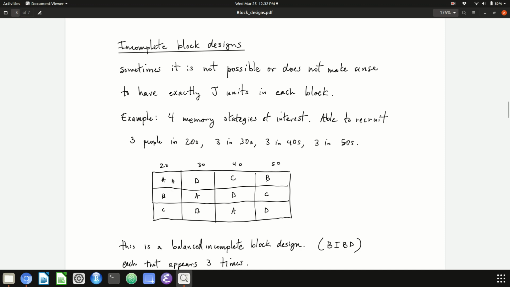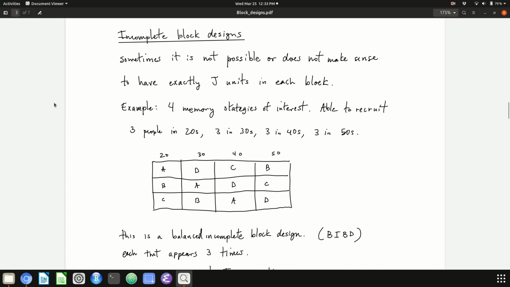So in this first block, you give treatments A, B, and C. The second block, treatments D, A, and B. The third block has treatments C, D, and A. And the fourth block has treatments B, C, and D. This design is an example of a balanced incomplete block design. It's an incomplete block design because not all the treatments appear within each block, but it is a balanced design.